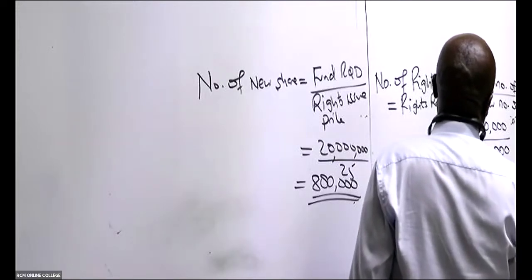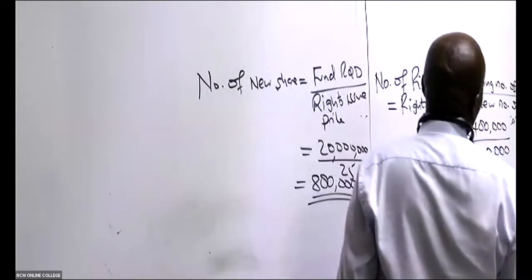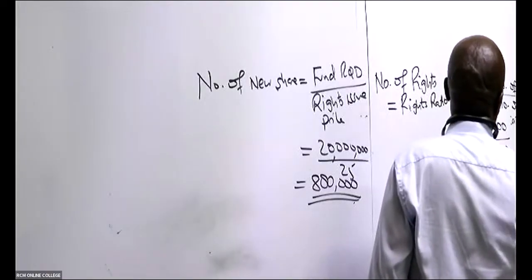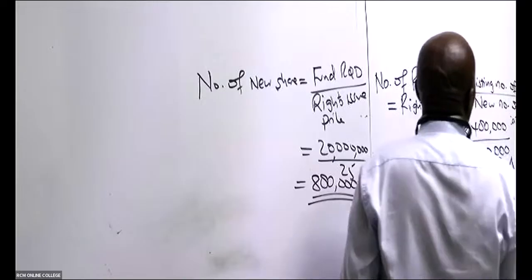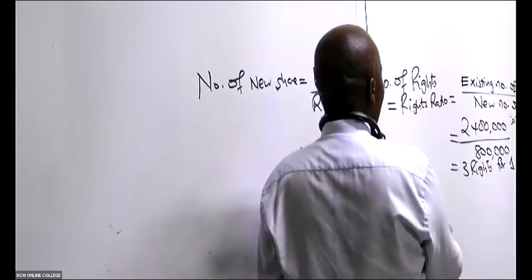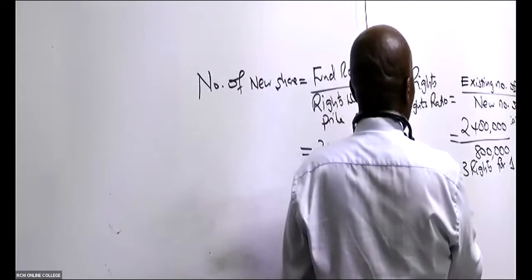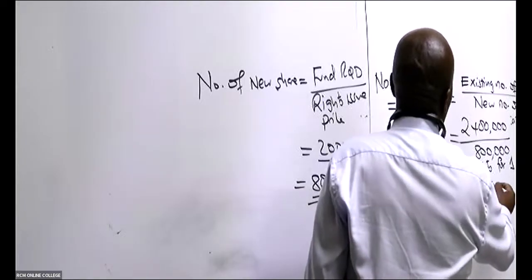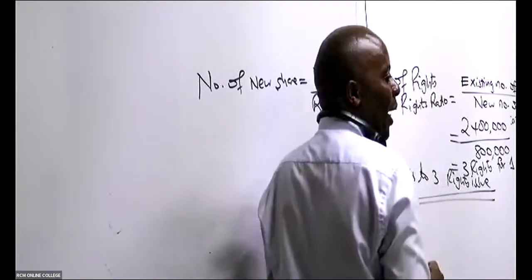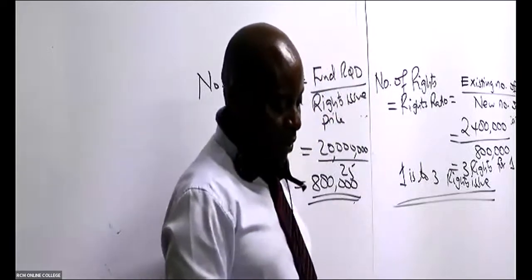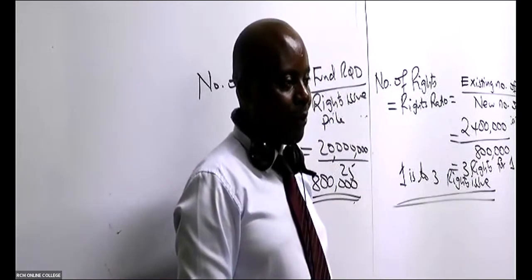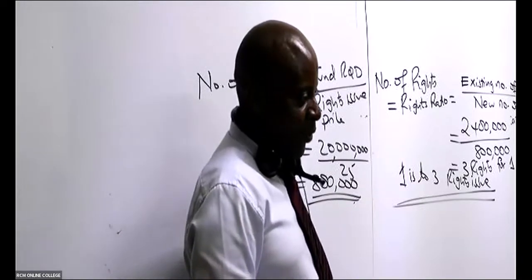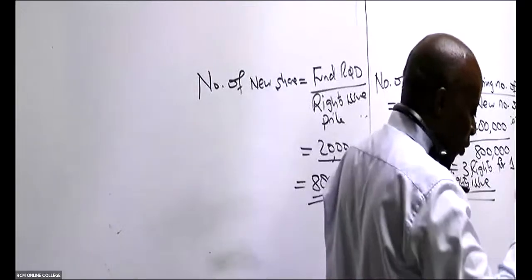So this means here 3 rights for 1 share. So basically, this is a 1:3 rights issue. Help me interpret this. So how many new shares shall we give you for how many shares that you have?